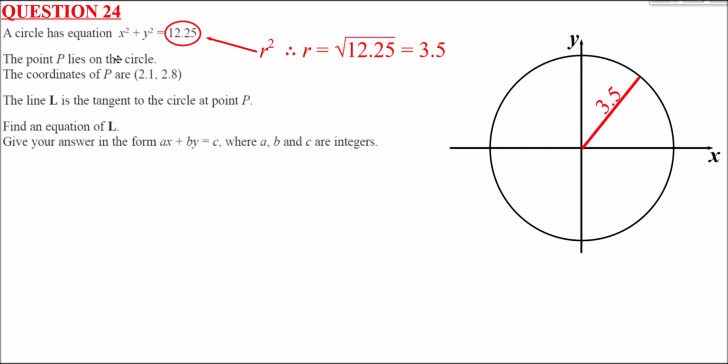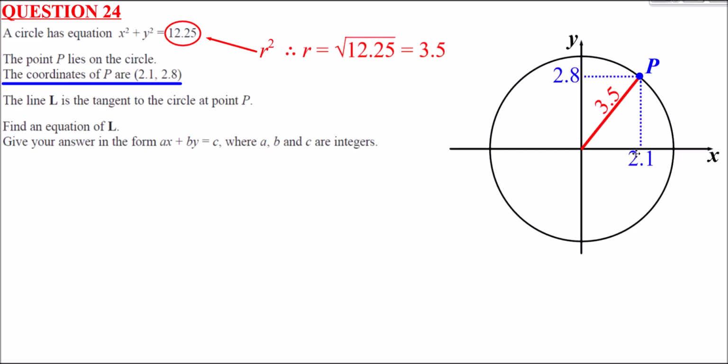We can now think about this point P and where it is. So coordinates of P, which is on this circle, is 2.1 and 2.8. So it's going to be 2.1 along, 2.8 up. So I'm going to put it here at the end of this particular radius. So I'm going to sketch on P here, and I'm going to think about the next step based on P. So there we go, it's 2.1 along, 2.8. So in a moment we can find the steepness of this radius line, in other words, the gradient of this radius.